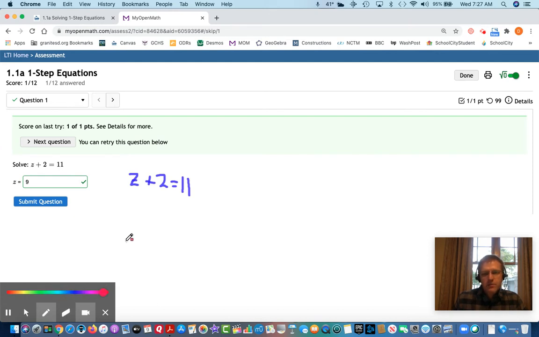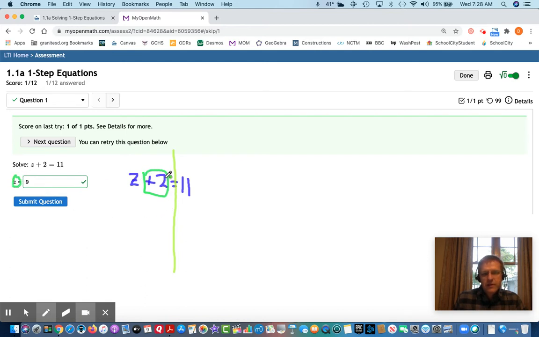So the algebra method is to say you can do anything you want so long as you do it to both sides of the equal sign. So here's like a dividing line, and you can do anything you want so long as you do it to both sides of the equal sign. So let's say, what do we want to do? Well, the first thing I want to do is I want to get the z by itself. See here, I want the z by itself.